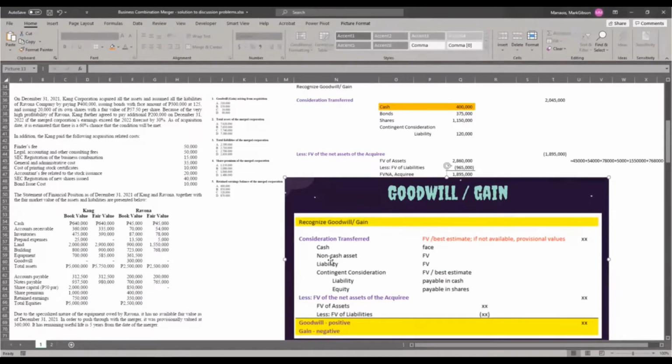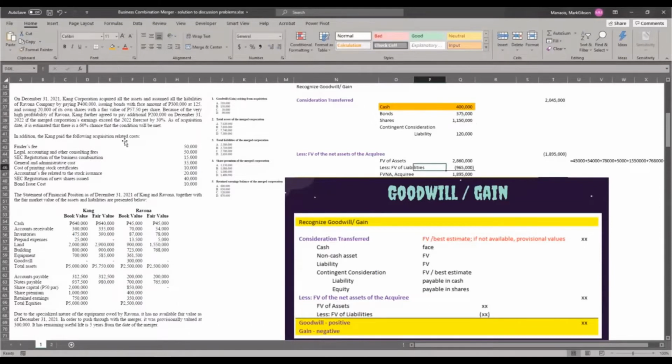Bonds, we have to value it at face value. No? So, how much is the bond? Bond, it's 300,000 multiplied by 1.25. That's 125. So, that's for the bonds at fair value. Shares naman, how much was issued? Sabi dyan, 20,000 of its shares with fair value of 57.5. So, that's 20,000 multiplied by 57.5.